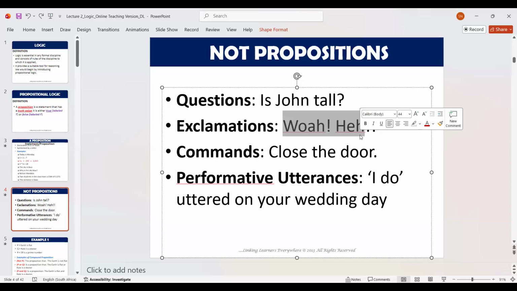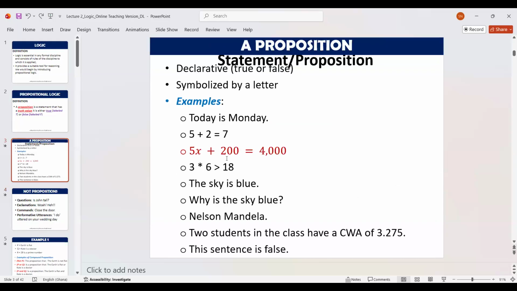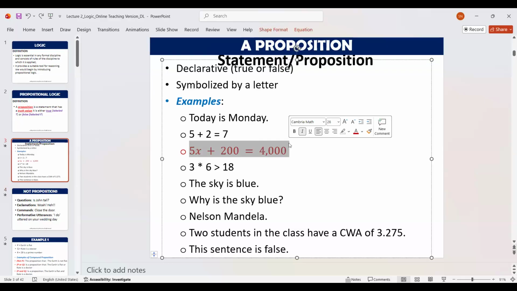Then commands: sit down, close the door. When you give a commanding statement, there is no truth value to that statement. You can't say it's true. You can't say it's false. It's a command. It's either obeyed or disobeyed. And then the fourth example is the performative utterances that are normally said in courts or during wedding ceremonies: I will, I do, and all that. And then I've added one from the previous example: a statement with a variable, with a value undefined. Those statements are not propositions.